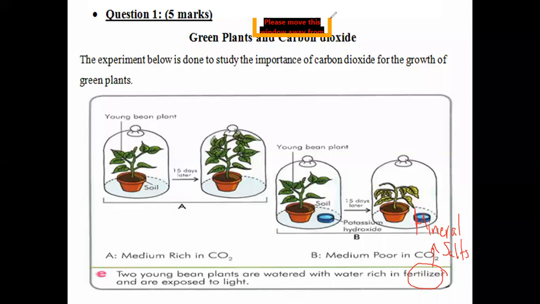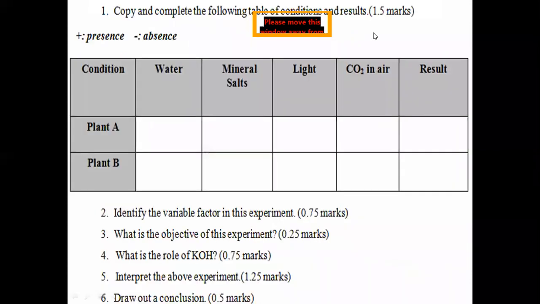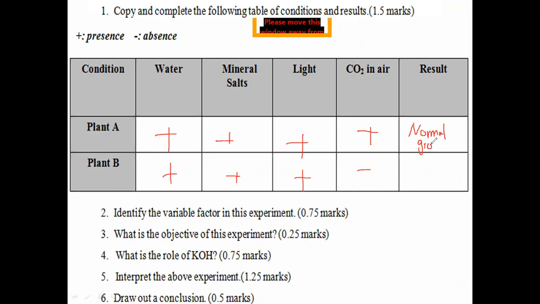And then, we have to copy and complete the table. Sure, the table should be copied using a pencil, and you have to fill it using a pen. You have to give it a title, and also you have to give it the legend. Plus means present, and minus means absence. All of them contain mineral salts and water. All of them contain light. CO2 is present in plant A, absent in plant B. Here, the plant grows normally, the same, normal growth. And in plant B, it withers and dies. You can say abnormal growth if you want.